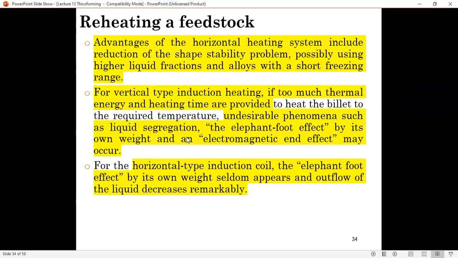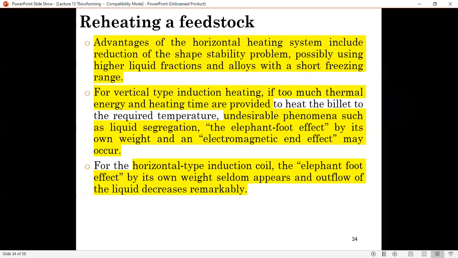The advantages of the horizontal heating system include a reduction in shape stability problems, the possibility of using higher liquid fractions, and alloys with a short freezing range. Basically, if you heat the billet in the horizontal form, you can retain the shape of the billet better compared to the vertical form.